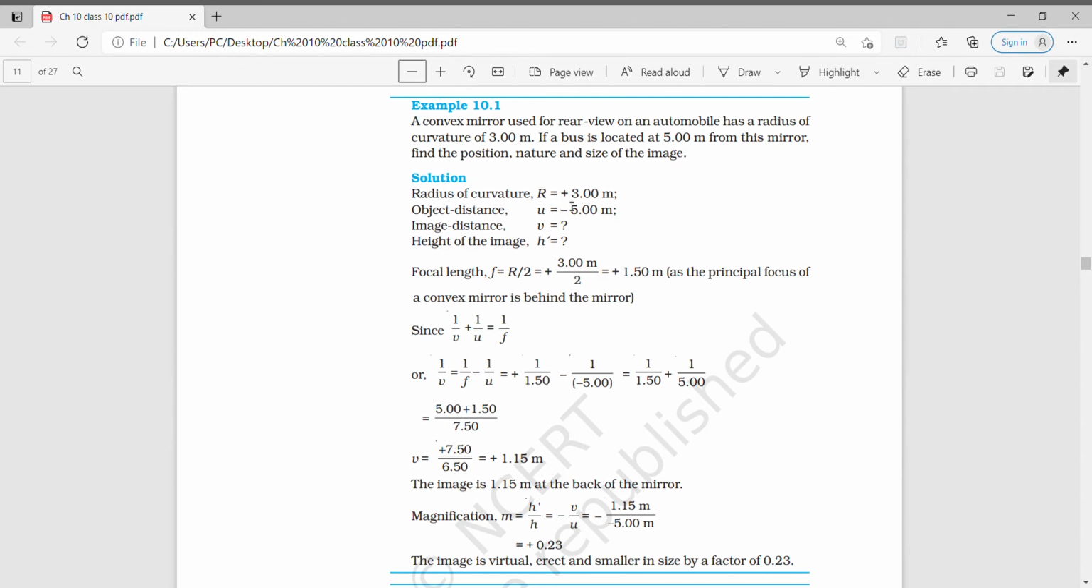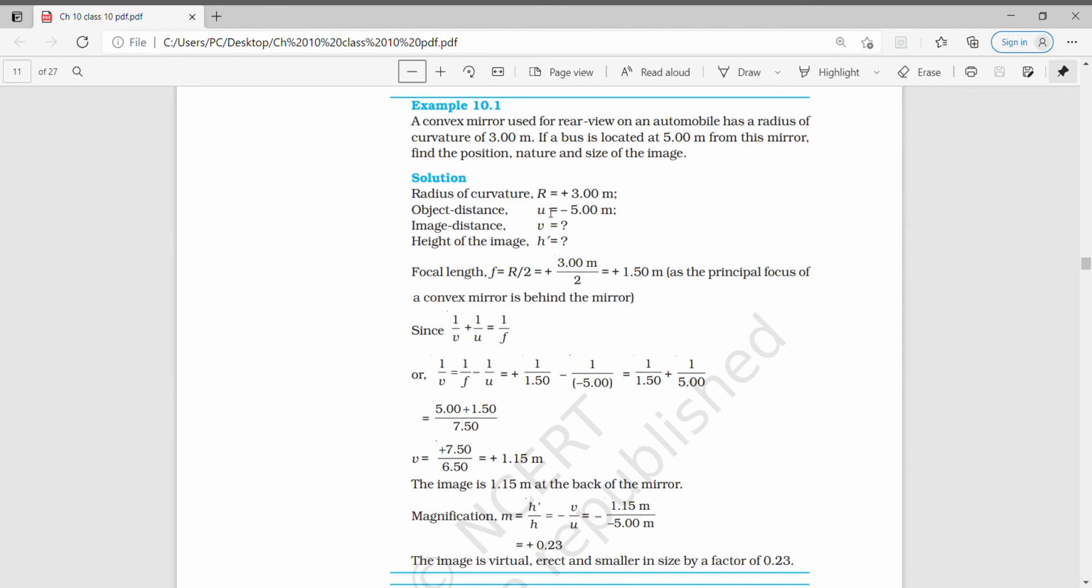Because it is a convex mirror. For a convex mirror, if you remember, I have told you already that focal length and radius of curvature are always positive. So we have plus 3. This is the radius of curvature and focal length will be half of that. So focal length will be 1.5.